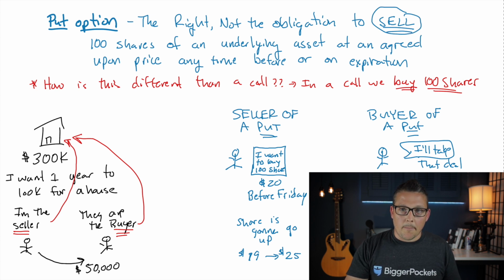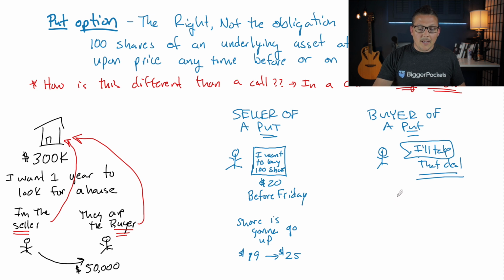What do they think is going to happen? Well, what they think is going to happen is that share price is going to go from $19 down to $10. Now they're going to get to sell their $10 asset for the contract price of $20. They are going to win in this situation. Now, for the right to hold that contract, when you buy something, you have to pay.